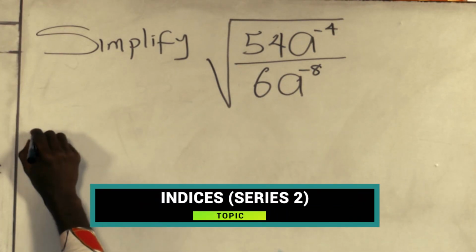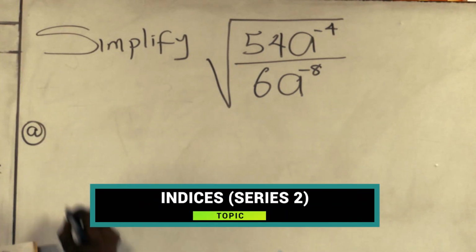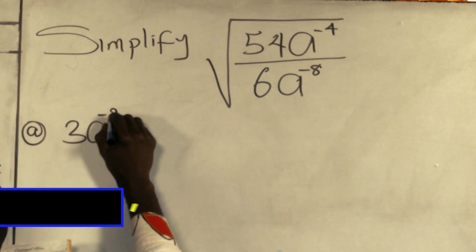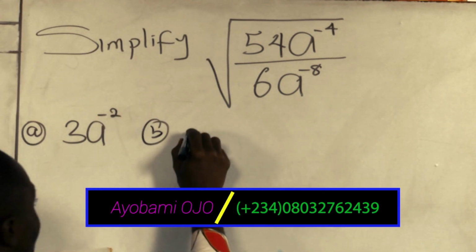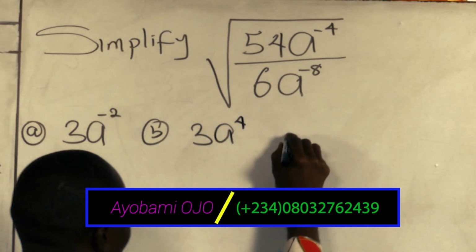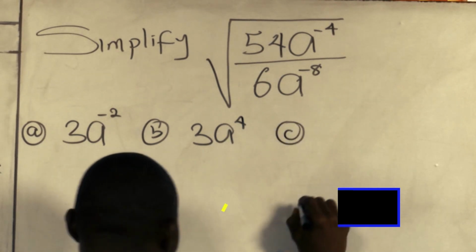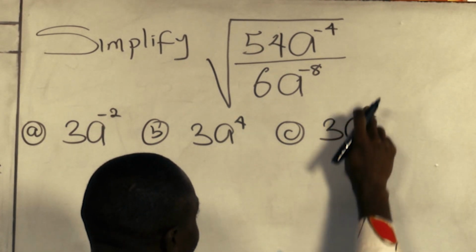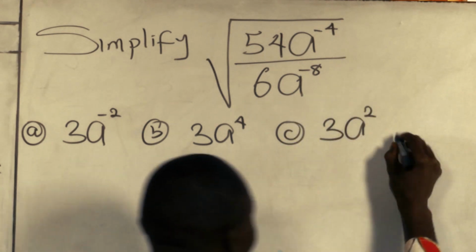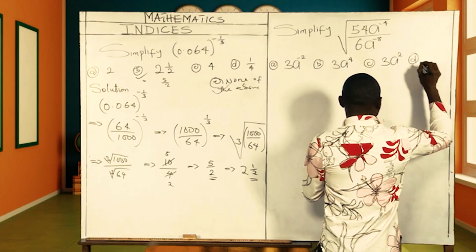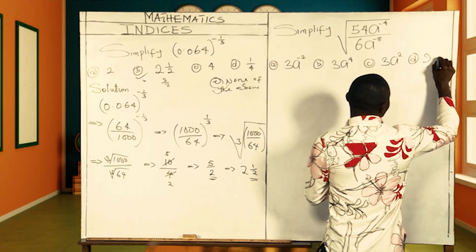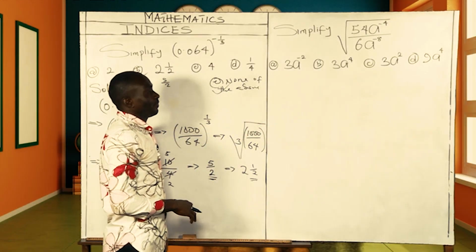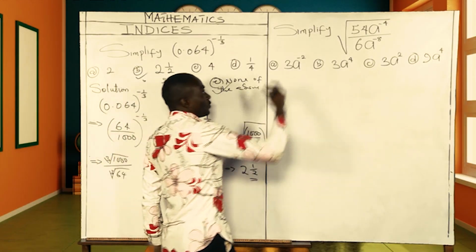Okay, and we are given options. The first option says 3a raised to power minus 2. The next option says 3a raised to power 4. The next we have 3a squared, that is 3a raised to power 2. And option D says 9a raised to power of 4. Let's move. We want to simplify this.